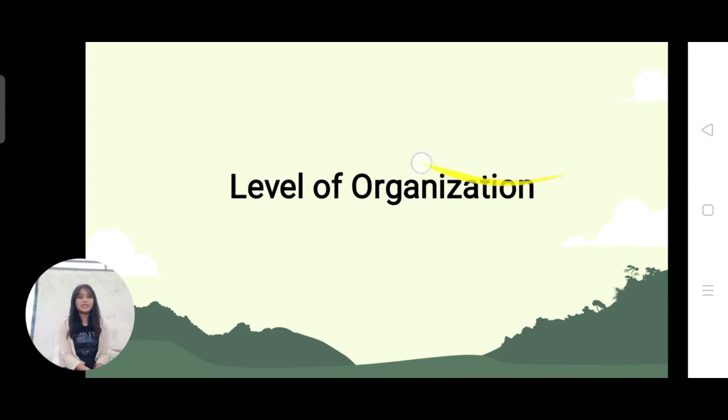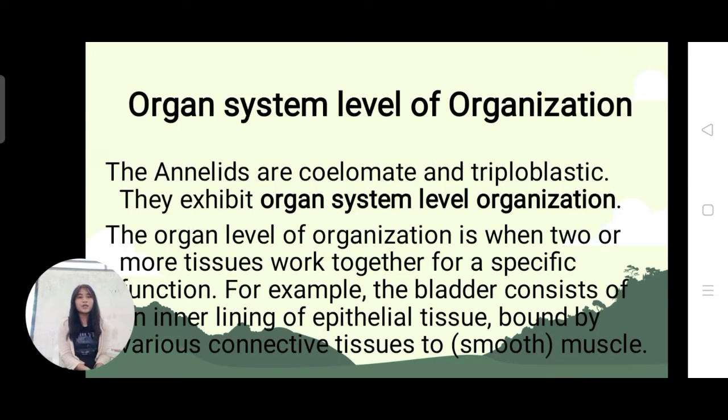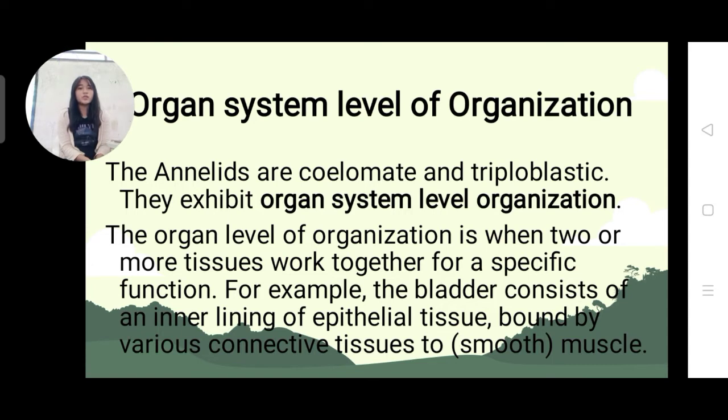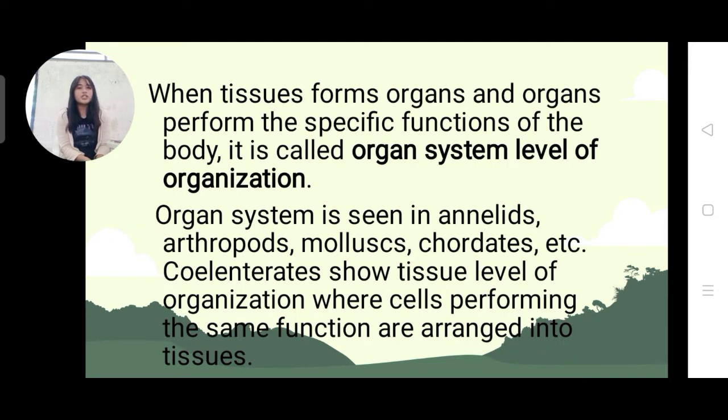Level of organization. The annelids are coelomate and triploblastic. They exhibit organ system level of organization. The organ level of organization is when two or more tissues work together for a specific function. For example, the bladder consists of an inner lining of epithelial tissue bound by various connective tissues to smooth muscle. When tissues form organs and organs perform the specific functions of the body, it is called the organ system level of organization. Organ system is seen in annelids.